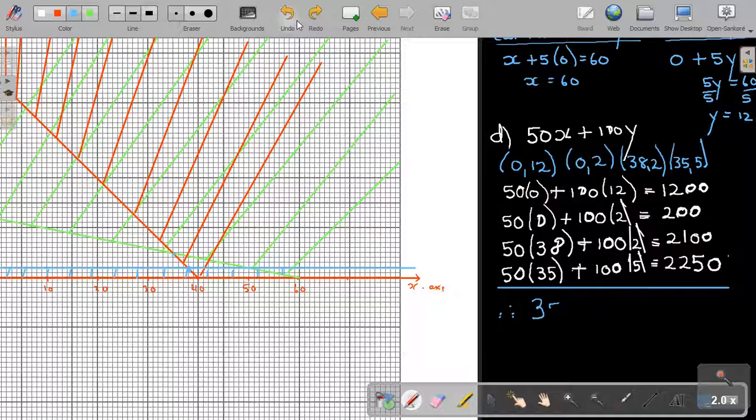So the question, calculate this income. So therefore, 2,250, that's the greatest income. Oh, I want to just put that Namibian dollar in front. Okay, so that will be the greatest income.